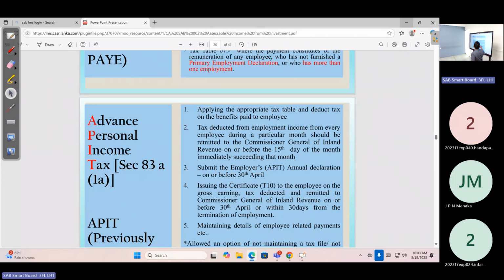Submit the employer's annual declaration, the APIT declaration, on or before the 30th. Issue the certificate, which we call the T10 certificate.